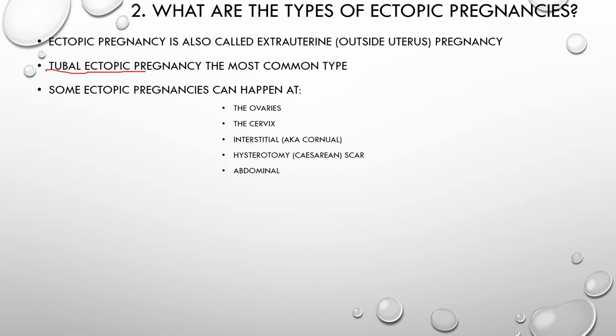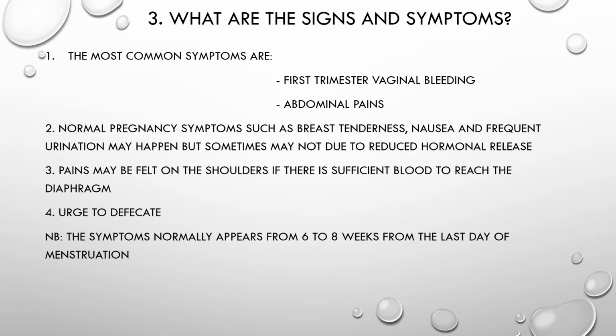Remember that when the sperm enters, it goes to the fallopian tube, and that is where it meets with the egg, and that is where it hatches and starts developing. Then it rolls to the uterus to form the embryo, then it develops to be a fetus.